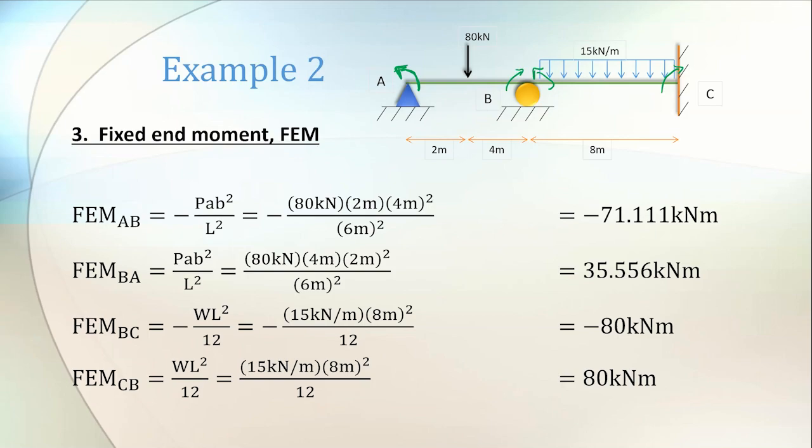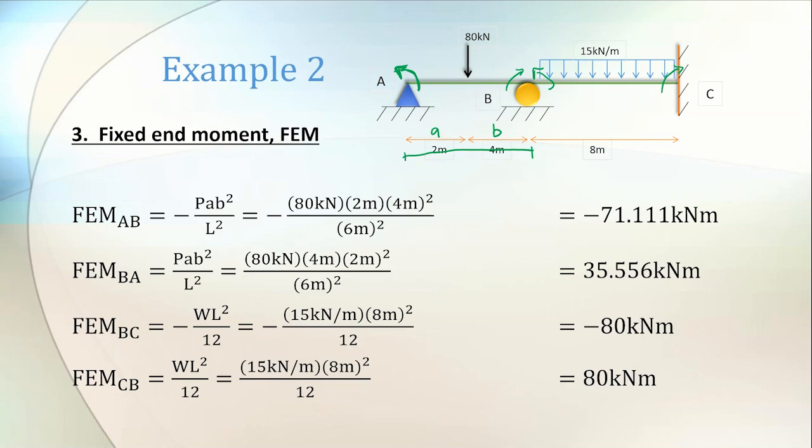So A ni, this one is A and this one is B. So A 2 meter, B 4 meter, and then you power of 2 and divide by 6 meter, the overall length of beam AB. The value is negative 71.111 kilonewton meter.